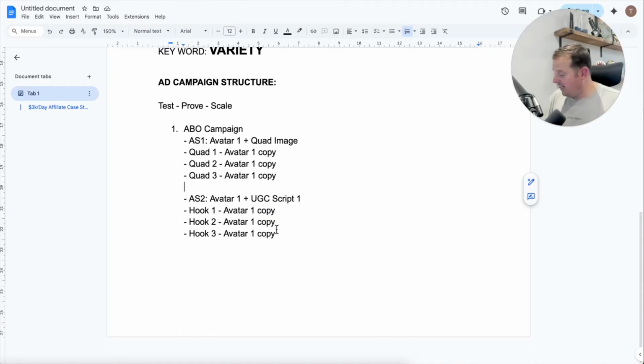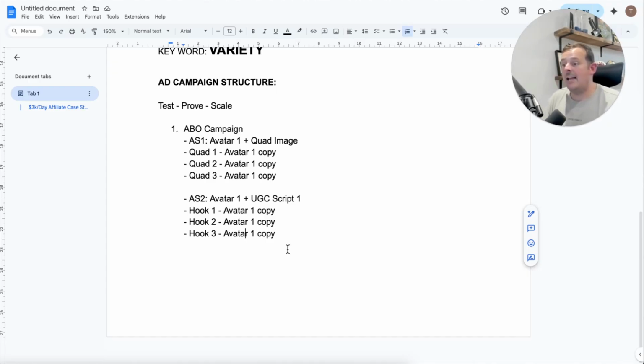Again, I don't want to spend loads of time typing all of this out, but we would add ad set three. Again, avatar 1, concept three. Then avatar 2, quad image. Avatar 2, UGC script. Avatar 2, creative concept, whatever three is. Avatar 3, quad image. Avatar 3. So we'd have 9 ad sets if we had three avatars and three creative concepts. In total, we'd have 9 ad sets, right?